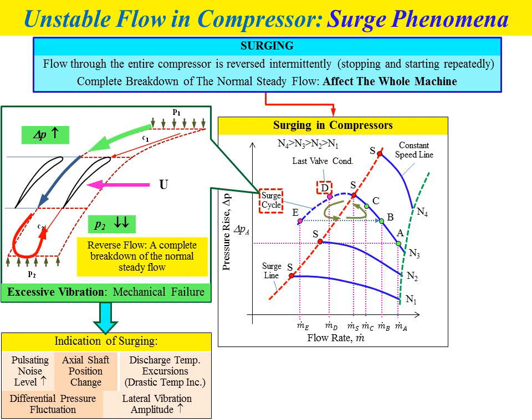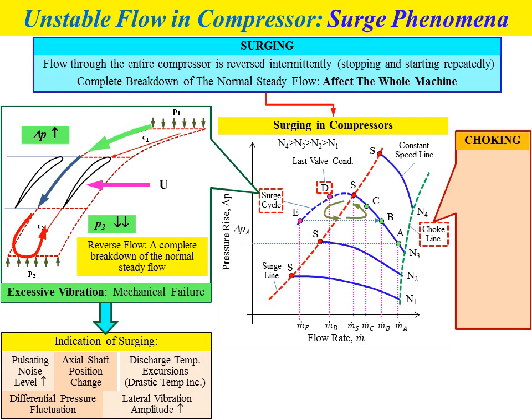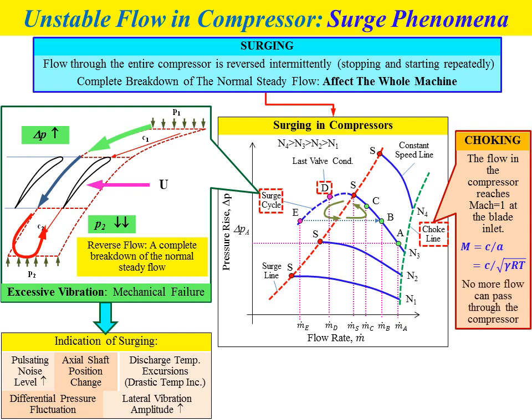In the compressor map, we also have the second limit line, referred to as the choke line. For choking phenomena, the flow in the compressor reaches Mach number equal to 1 at the blade inlet, where Mach number equals C, the fluid velocity, divided by A, the sound speed, which is C divided by square root of gamma RT. At this point, no more flow can pass through the compressor, although we increase the flow rate m dot.